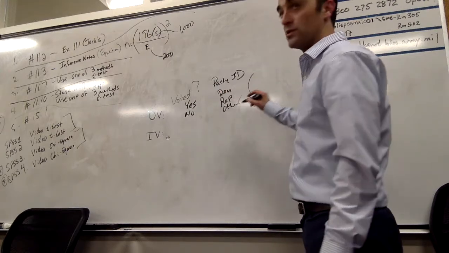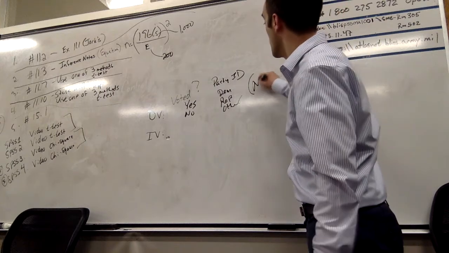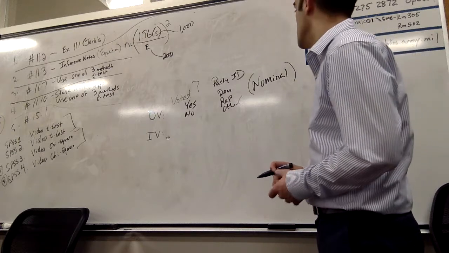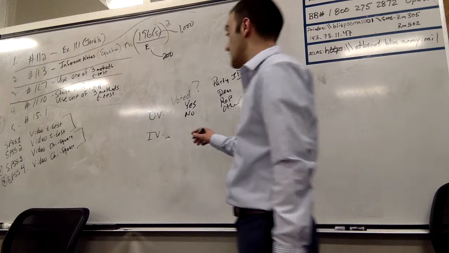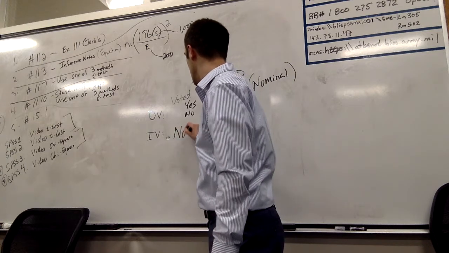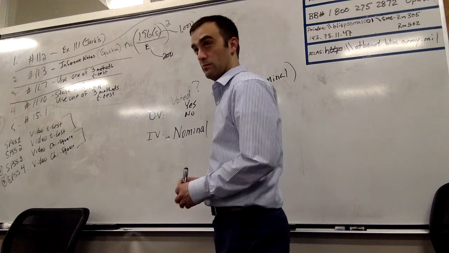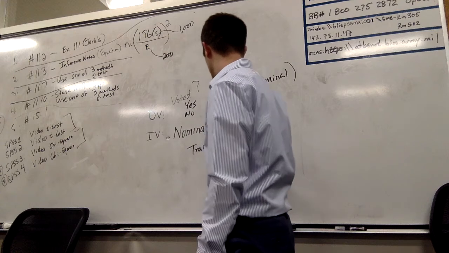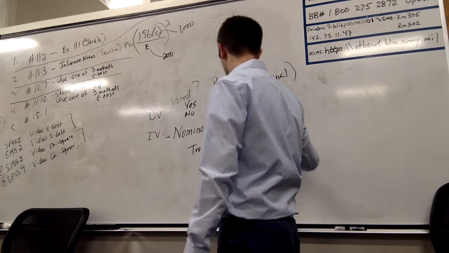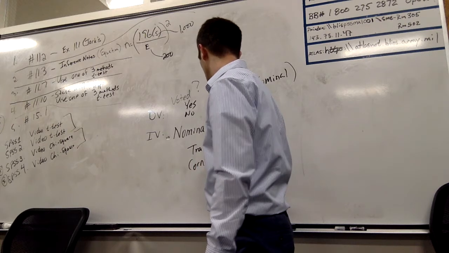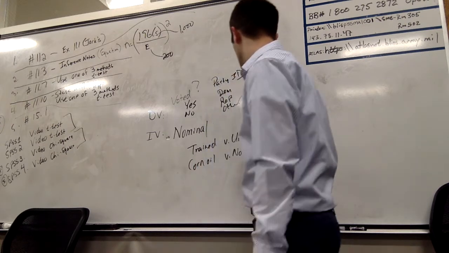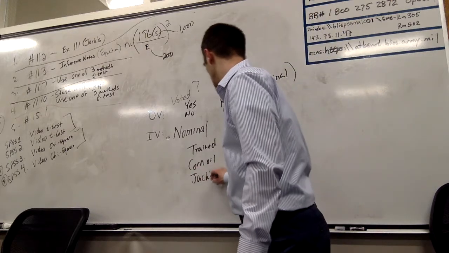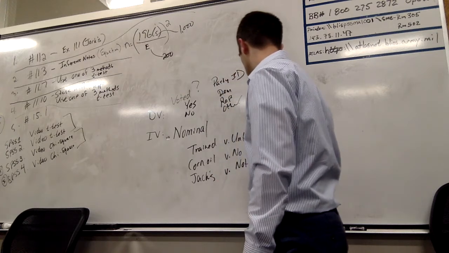These dependent variables are measured at what level? Nominal, categorical. Yes, no. So your independent variable in a chi-square test will also be nominal. Think of trained versus untrained, or corn oil versus no corn oil, or Jack's versus not Jack's.